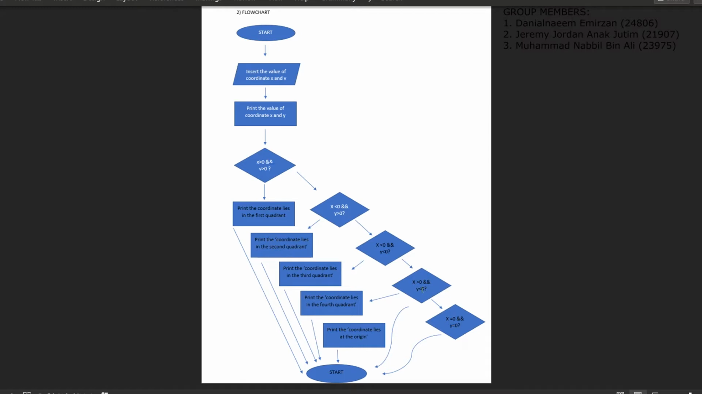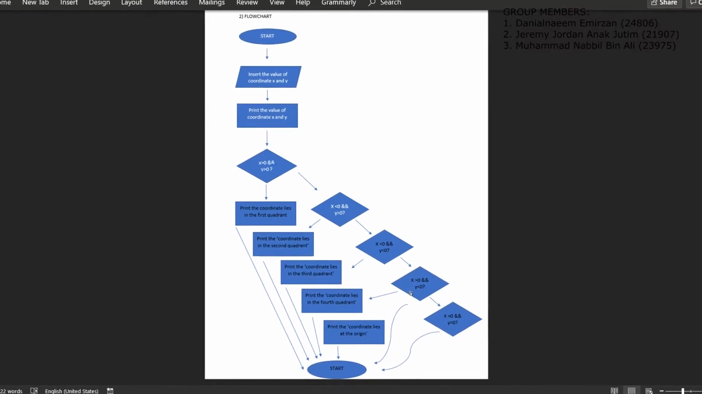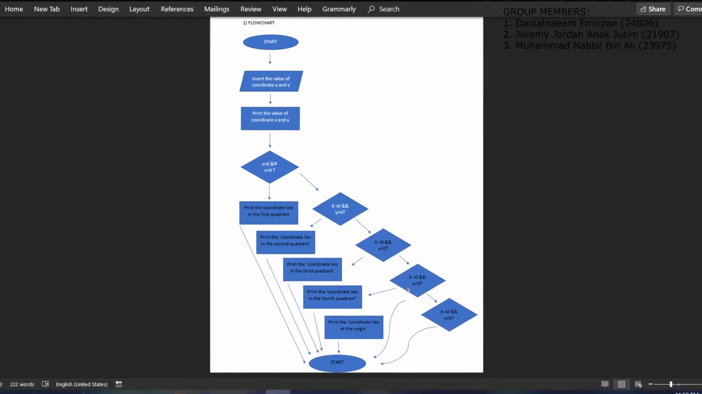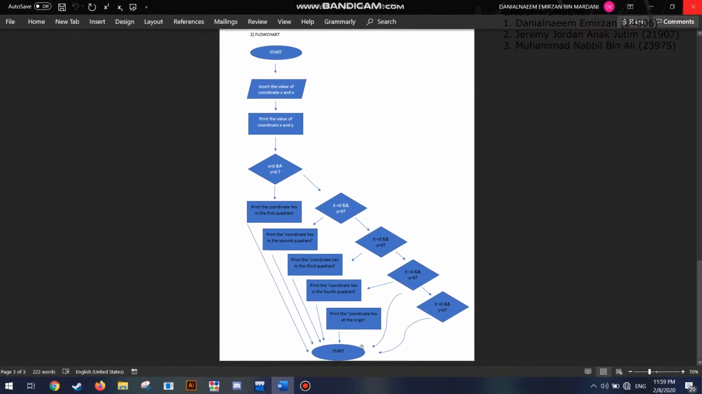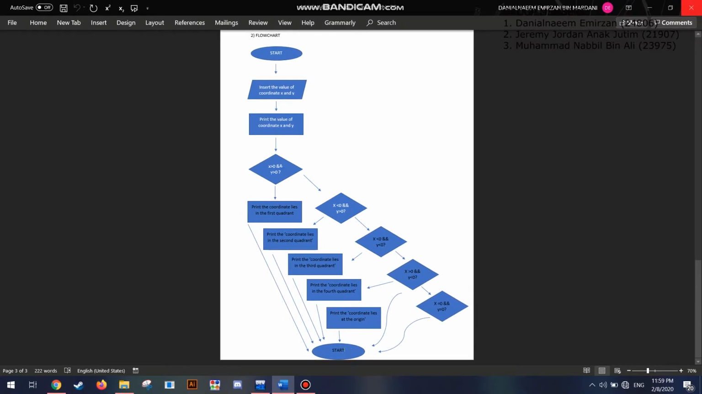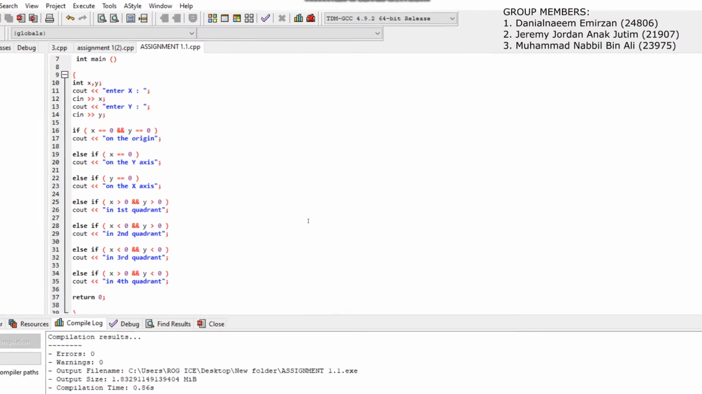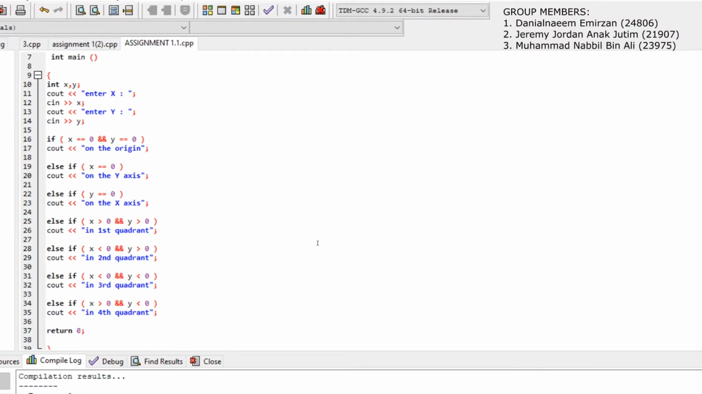If x is greater than 0 and y is smaller than 0, the coordinate lies in the fourth quadrant. Last but not least, if x is equal to 0 and y is equal to 0, the coordinate lies at the origin. So this is the structure that we use for the if-else statement in the flowchart. Then we will end the process. Next, I will show you the program that I have already built to solve the problem.